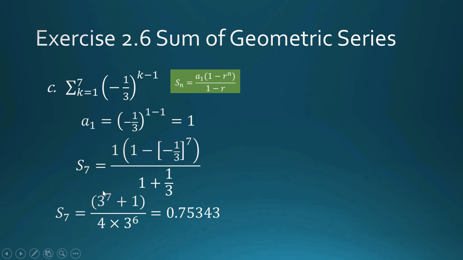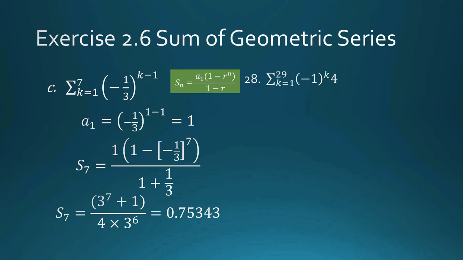Okay, maybe your teachers will require you to write it in rational, in complex fraction form. Okay? So this is where you must end. And I used also the calculator, and this is the answer. It's 0.75343. That is the sum of the first 7 terms of your geometric sequence.